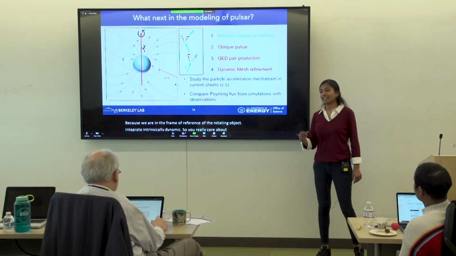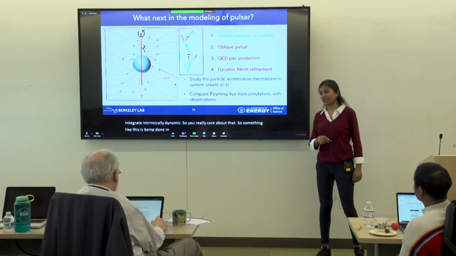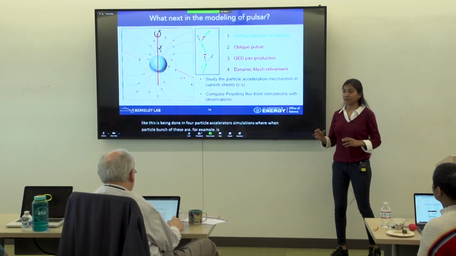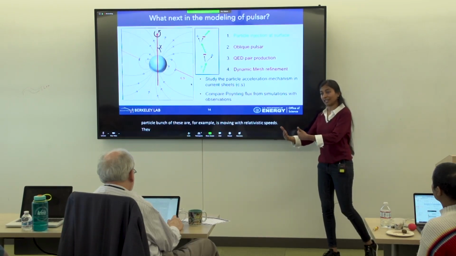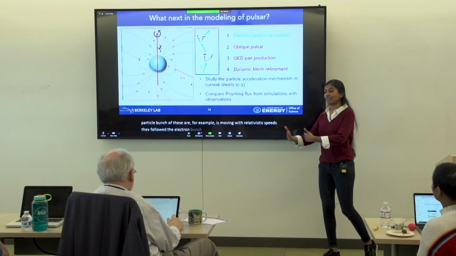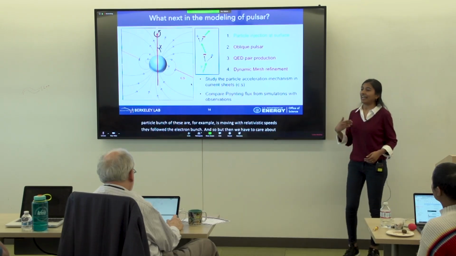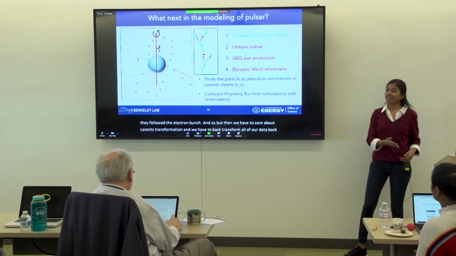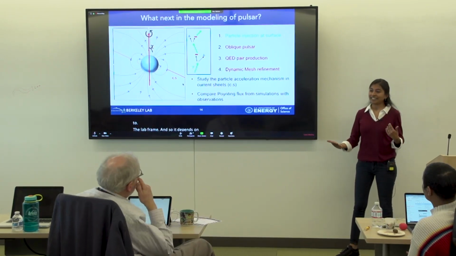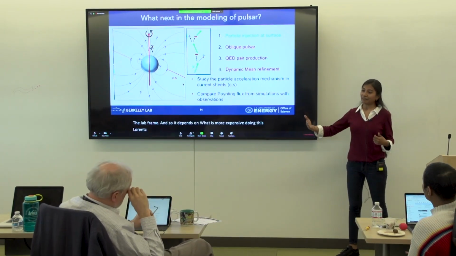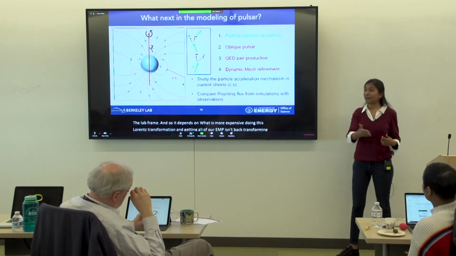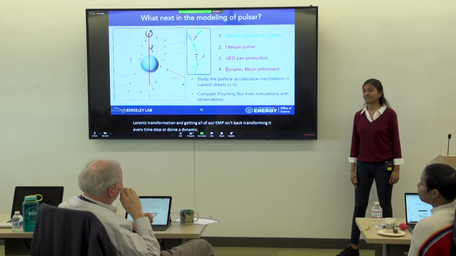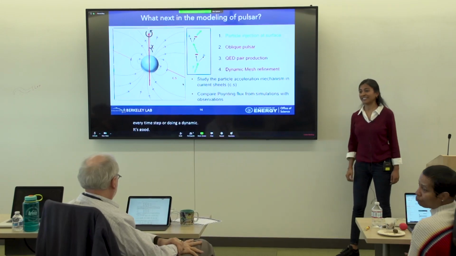Yeah, so something like this is being done for particle accelerator simulations where a particle bunch, a laser for example, is moving with relativistic speeds, and they follow the electron bunch. But then we have to care about the Lorentz transformation and we have to back transform all of our data to the lab frame. So it depends on what is more expensive: doing this Lorentz transformation and getting all of our E and B fields and back transforming every time step, or doing a dynamic mesh refinement. So it's both. Yeah. But it's possible. It's just more work.